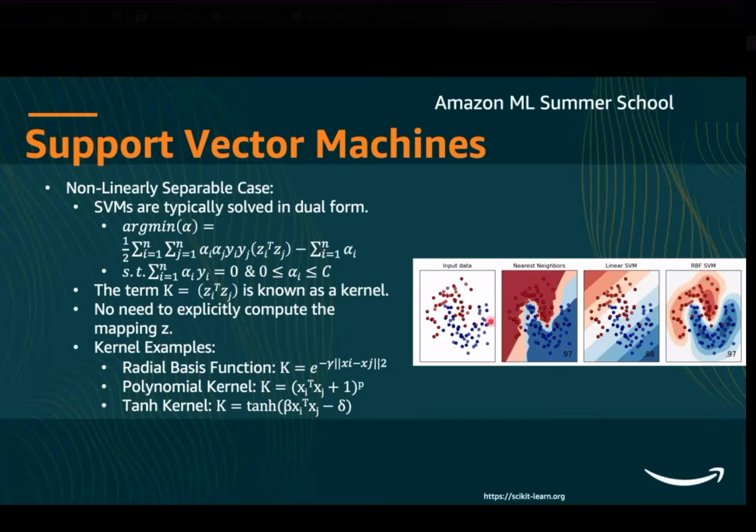Consider this two moons data set. This is not a linearly separable data set, as you can see. If you use nearest neighbor with some neighborhood value of k, you would get this kind of classifier, and you get close to 97% accuracy. If you choose a linear SVM, you only get 88% accuracy. However, if you choose an RBF SVM, that means you're using this function, that means you're mapping it to some higher dimension using this function. You get this kind of classifier and you get 97% accuracy.